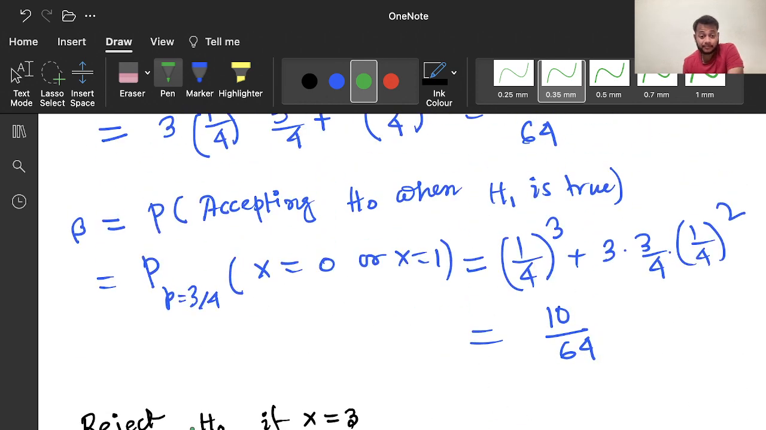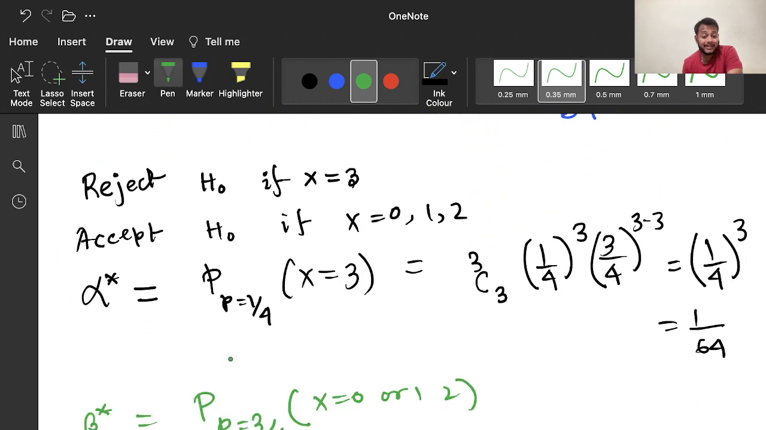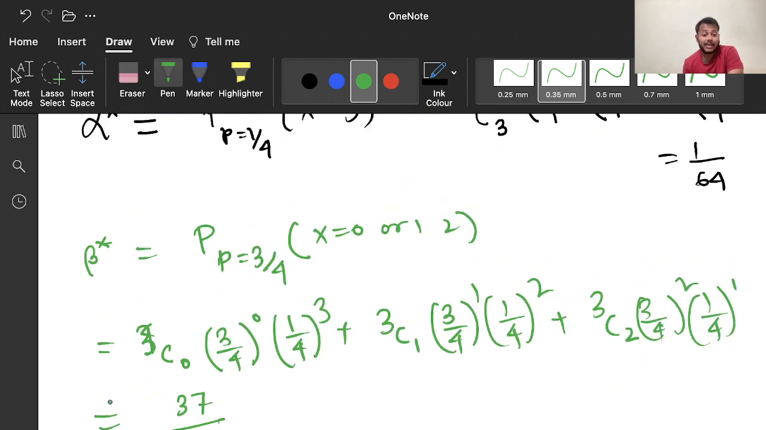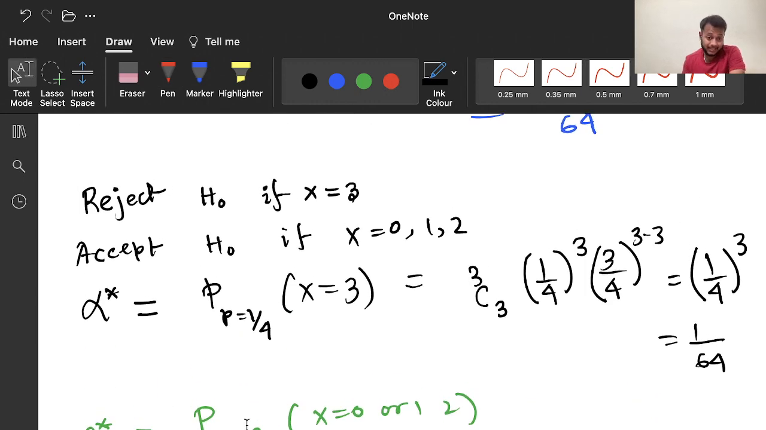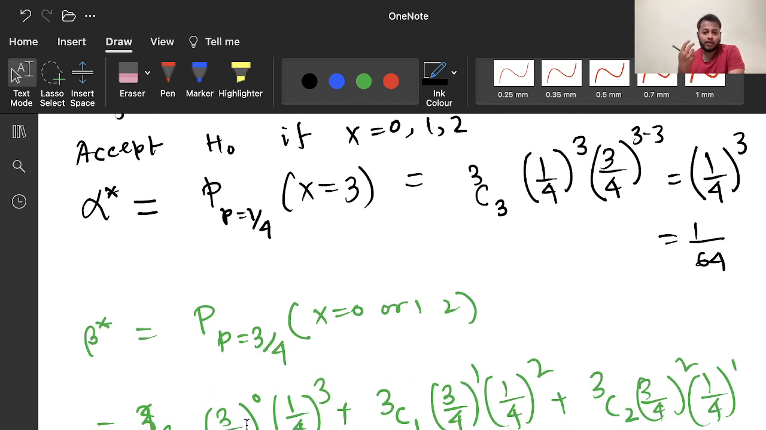Now you see the value of beta does not decrease as alpha decreases. On the contrary, beta is increasing as alpha decreases. So that is a bad sign, not at all a good sign. That means if we change the test, we can decrease the size alpha, but we cannot decrease the value of beta. So that's all.